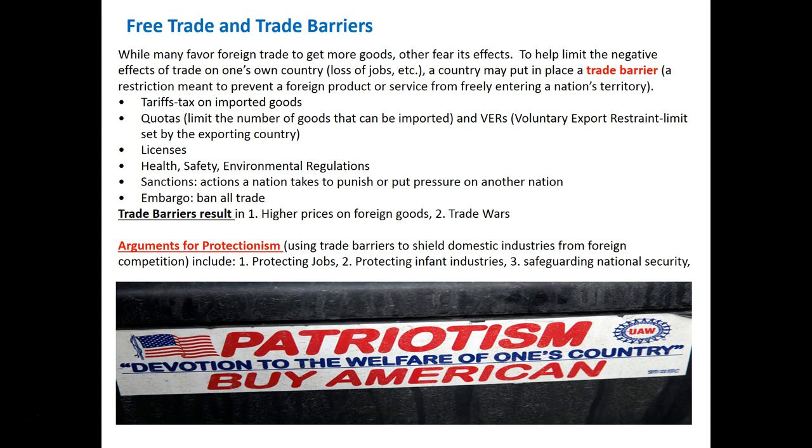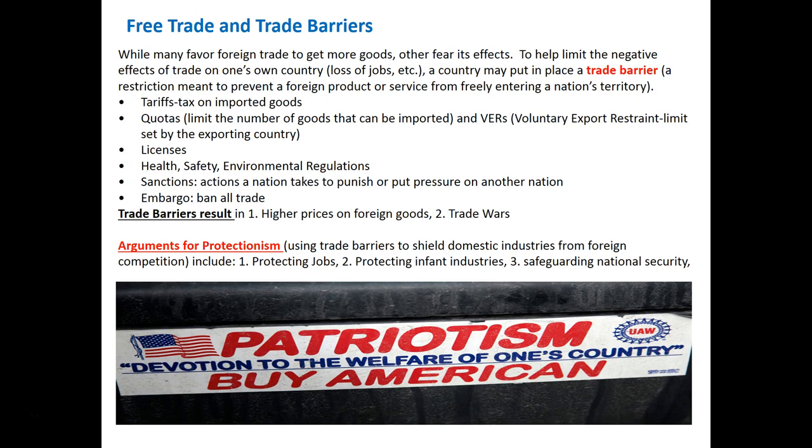This is an action to punish them. We've done this to Iran, for instance, or Cuba. An embargo, where we ban all trade, where we make it illegal for anyone associated with the United States to participate in any kind of trade with another nation. It would restrict our companies from doing business with them, and the idea is to enact change.